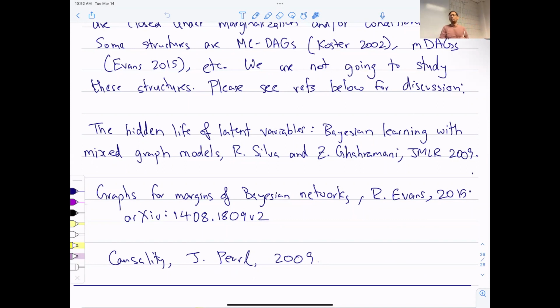Again, I'm not going to talk about these issues, but when you have latents, which happens all the time with real data, you need to worry about these issues. I'm just not going to talk about it. That's all.